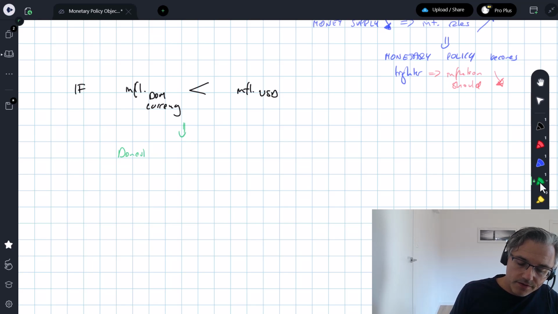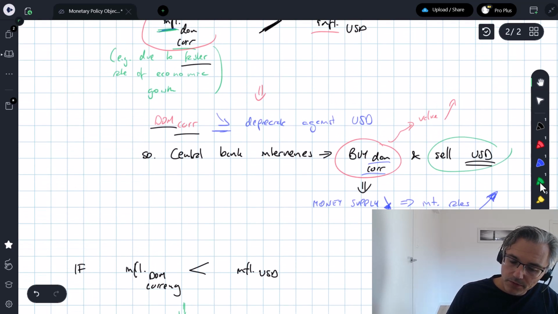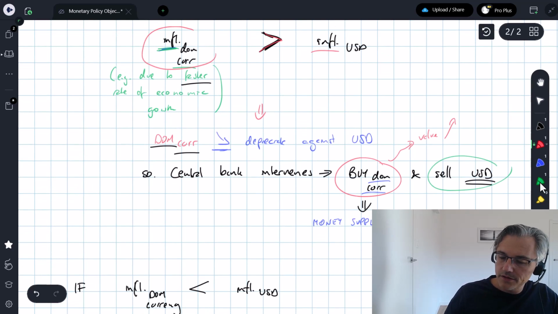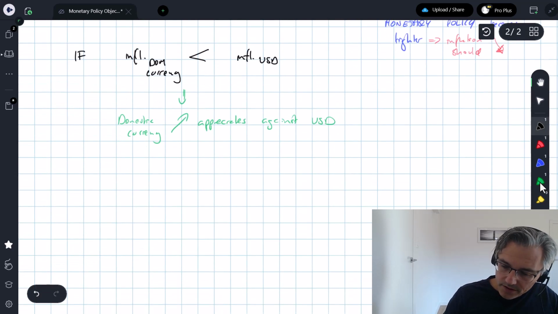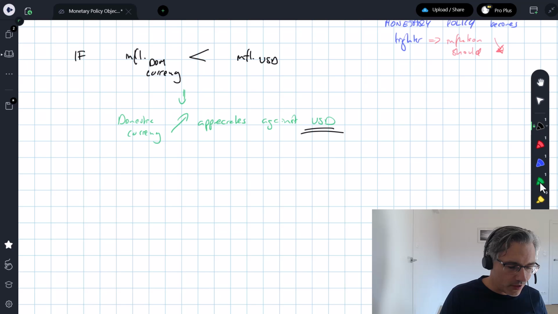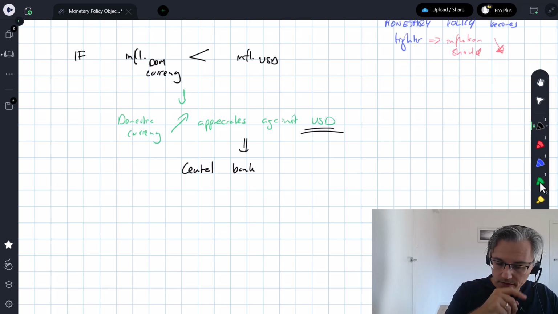The domestic currency will actually appreciate in the market against the USD. Okay, which is obviously the opposite of what we had before, when inflation in the domestic currency was higher than that in the US dollar. The domestic currency was depreciating against the dollar. Now it appreciates against the dollar. So once again, we are moving away from the target exchange rate, which was announced and set by the central bank, and the central bank will once again intervene.